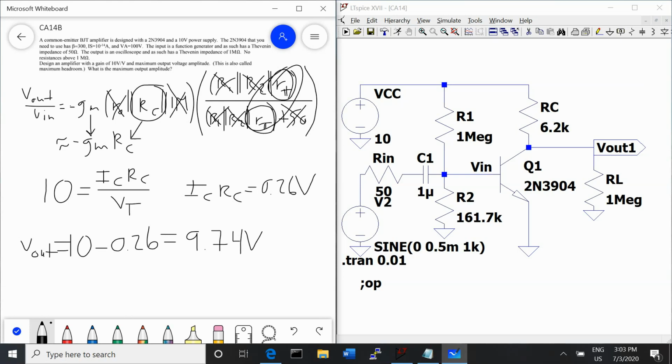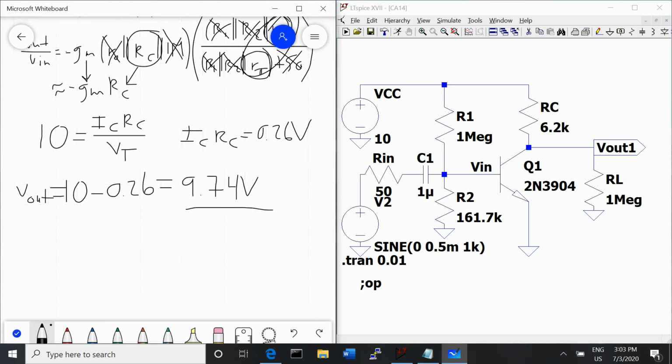Now we want the DC bias point to be a lot closer to 5 volts because, in order to do the maximum voltage amplitude, we need to be between 0 and 10 volts since we're inputting 10 volts. So 9.74 volts is not very close to the DC bias point of 5 volts that we're looking for. So how do we fix that? Well, we could increase the voltage drop across RC, but that will affect the gain, and we know that we want a gain of 10.